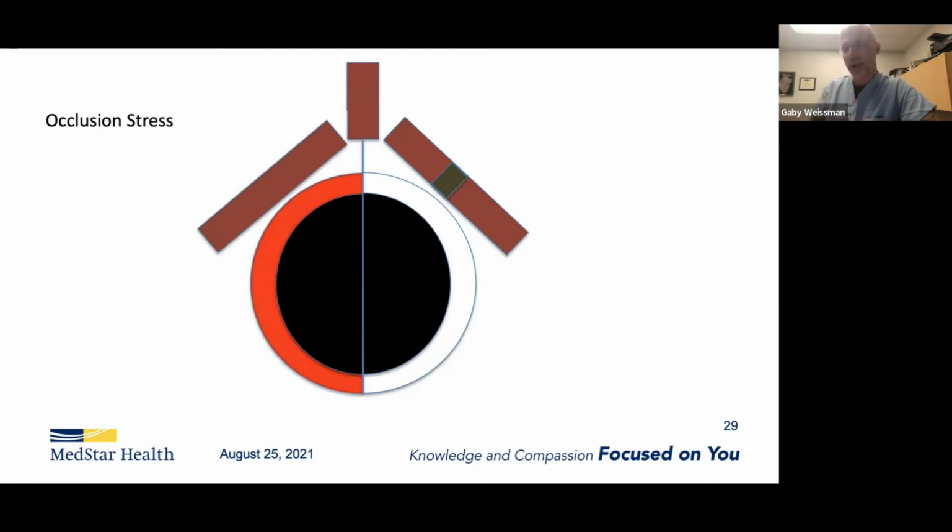So that's what we're looking for. We're looking for a defect, and we're looking to see, is that defect present in stress and at rest, or just at stress? And that defines whether there's occlusion, an infarct, or whether there is ischemia, partial blockage that the body can compensate for to a degree.